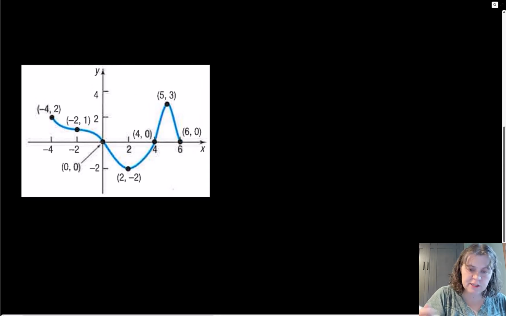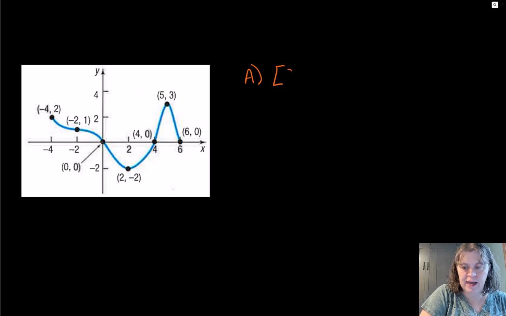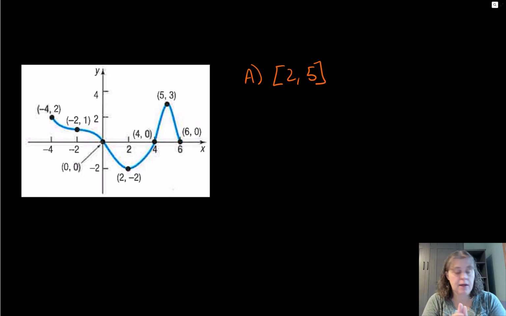The first thing we want to find is the average rate of change over the interval [2, 5]. Notice I'm not giving you a point, and I'm not putting parentheses on this. I'm putting square brackets because I want you to start at the 2, end at the 5, and include those two values, and that's what we're going to be finding the average rate of change of. So that's the flow for stuff and things.